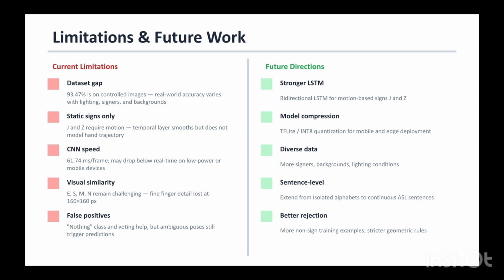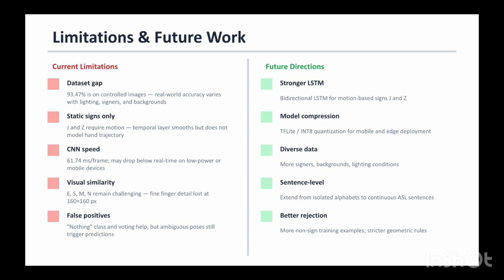We want to be honest about our limitations. First, our 93.47% was measured on test images from the same dataset we trained on, a controlled setting. Real-world accuracy across varied lighting, cameras, and signers will likely be lower. Second, J and Z are defined by motion paths, not static poses. Our temporal layer smooths predictions but does not model trajectories. These letters remain weak. Third, at 160 by 160 pixels, fine finger details can be lost, directly causing E and M S confusion pairs. Fourth, the CNN at 62 milliseconds per call is too slow for low power devices as is.